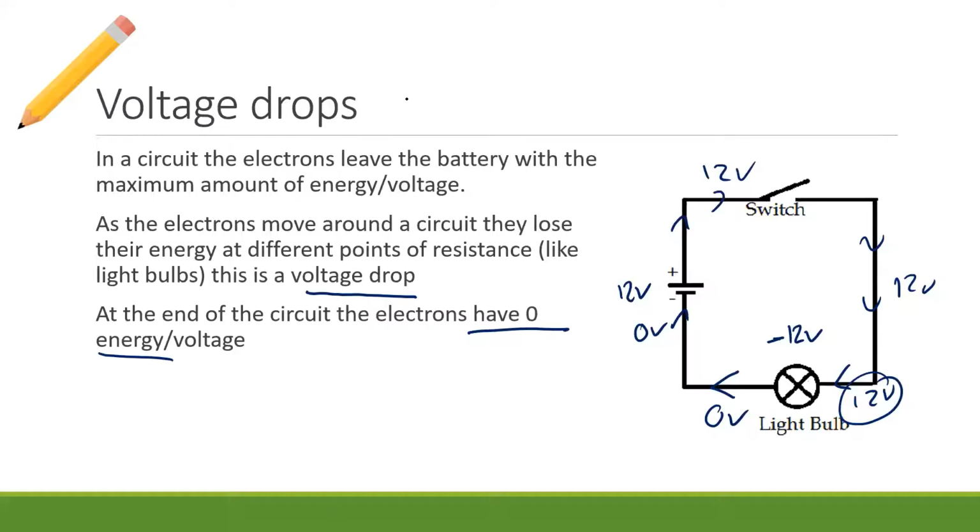So that's going to be the point where it's got the lowest amount of energy. Okay? So in the next lesson on Thursday, we're going to talk about if you have more than one light bulb in a circuit, you might lose 3 volts here and then 3 volts here. It might even be uneven. You might lose 3 volts here and 7 volts here.